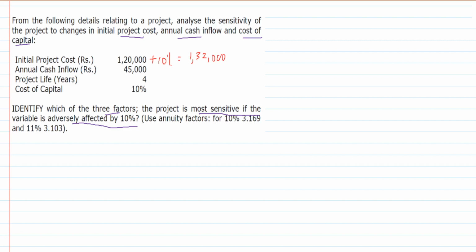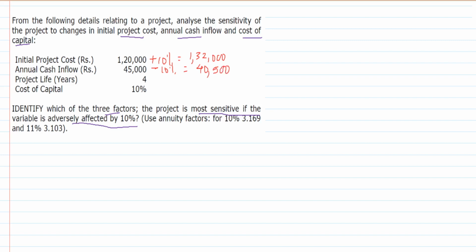Cash inflow, tell me, what will be adverse for us? Cash inflow increasing by 10% or cash inflow decreasing by 10%? What will affect the NPV adversely? Obviously, the adverse impact will be caused by a reduction of 10% in the cash flow. So take 45,000 and deduct 10%. Yes, your cash inflow is becoming 40,500.